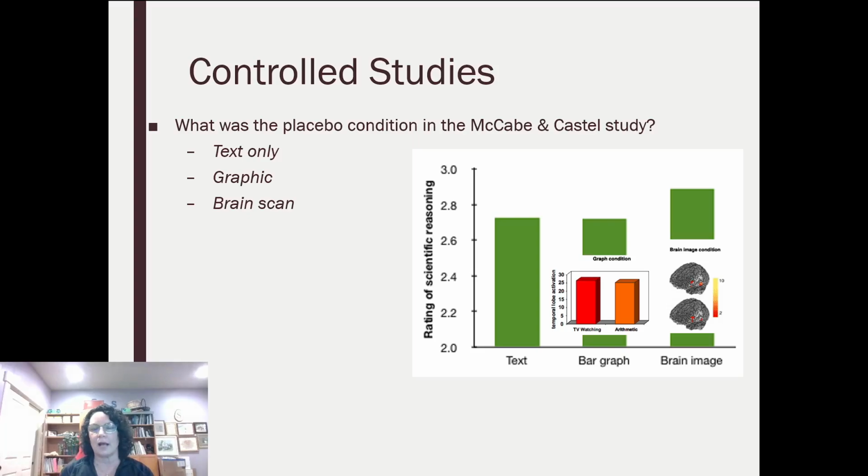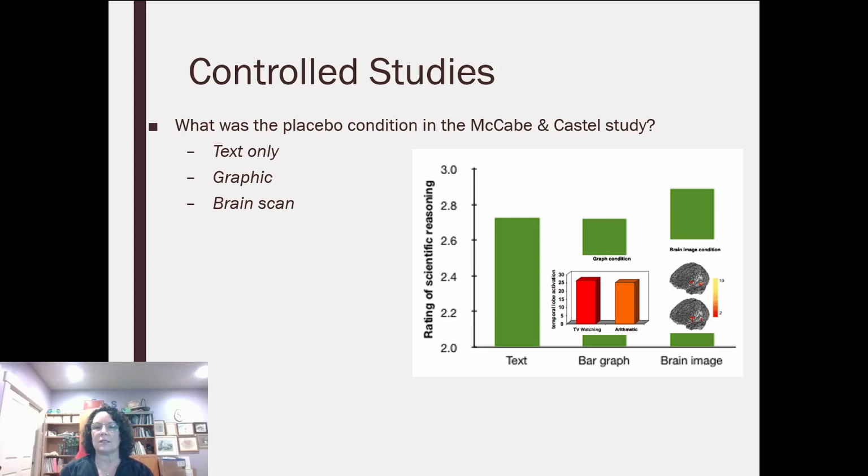or seeing the bar graph or seeing the brain image. So what would you call a placebo condition in this scenario? The text, the bar graph, or the brain image? Give you a second to think about it, and then I'll tell you the answer. If you don't want to hear the answer yet, stop me.